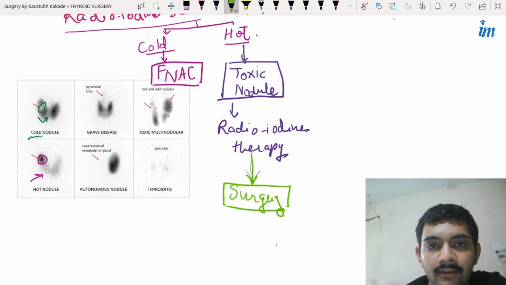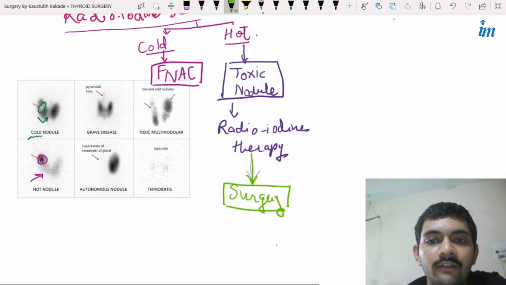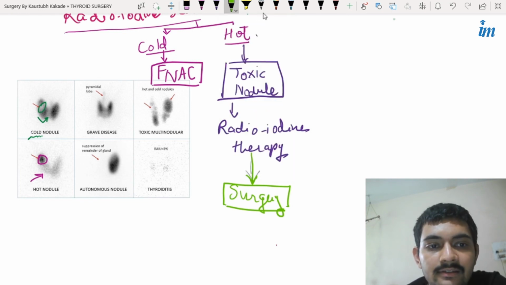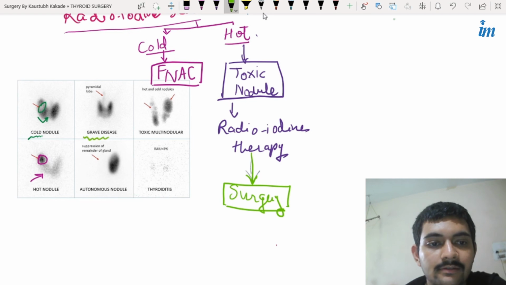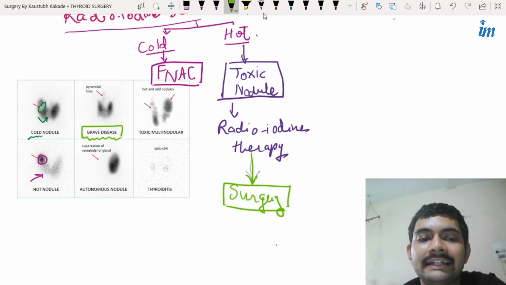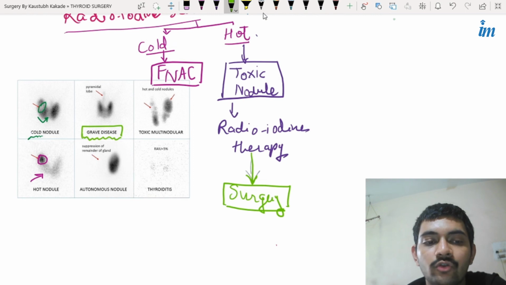What other variations can you get? Let's see that. See, this lobe is diffusely enlarged, diffusely taking the dye, and the patient is hyperthyroid. What is this? This is Graves' disease. So how do you manage a patient of Graves' disease? You manage it simply medically by giving antithyroid drugs. Whereas an autonomous nodule means that the remaining gland is not taking up the dye, the nodule is highly toxic, again coming under the category of very hot nodule, right?